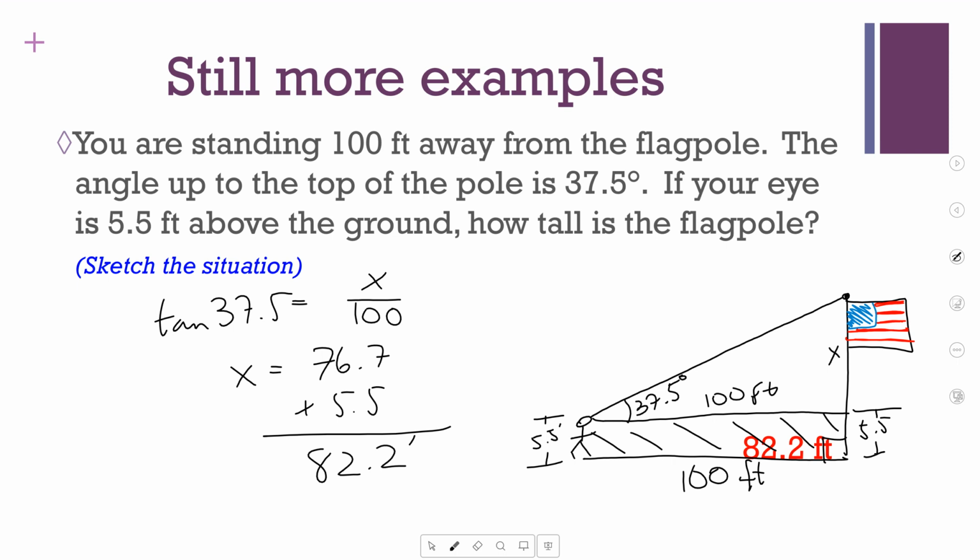So notice, this is somewhat of a realistic problem. If it's a realistic problem, I wouldn't know how to measure this angle up here, shy of climbing up on the flagpole. And if I climbed up on the flagpole, I wouldn't measure that angle. I would just measure the height of the flagpole. So therefore, you're going to measure it from your eye. You got to be careful when you set up these problems.